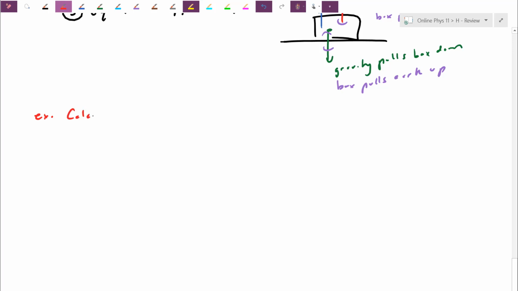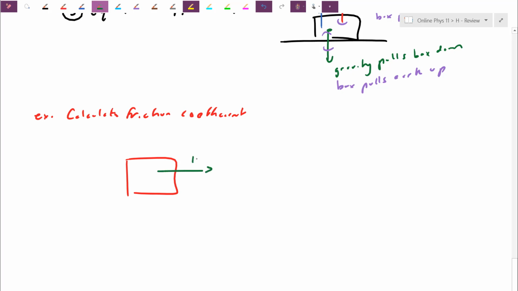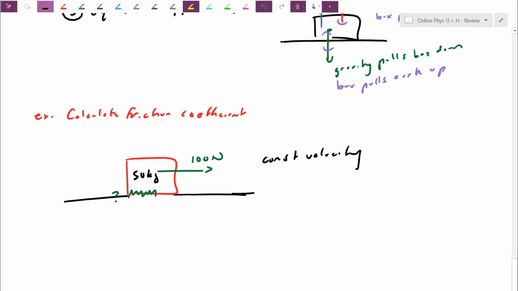I want you for this one to calculate the friction coefficient, or calculate the mu for this situation. I'm just going to pull the object to the right and keep it simple for now. I'm going to pull it with 100 newtons. There's a certain roughness, there's a certain mu to that. The mass of this object I'm going to give you is 50 kilograms. And I'm told that in this situation, this object is sliding along at constant velocity. Don't get scared about that constant velocity.